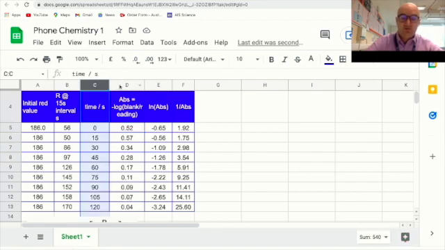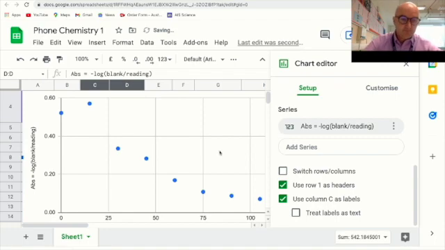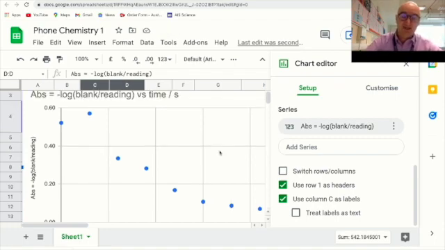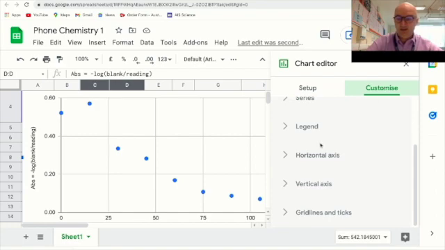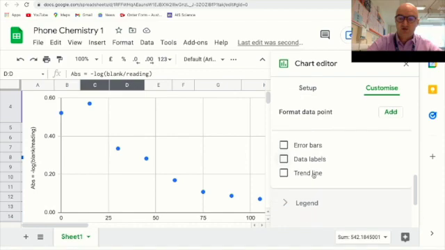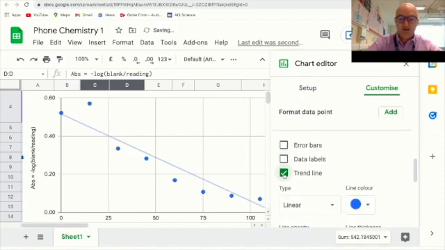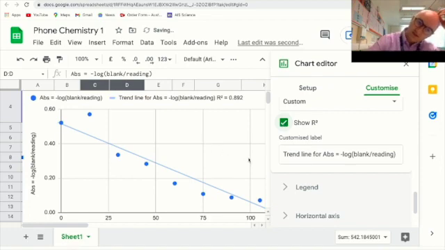Because absorbance is directly proportional to concentration, I can plot a graph of concentration against time, forgive me. This graph is quite nice. It's a nice linear relationship. If we have a look in the series, we could perhaps add a trend line, and I wonder what the degree of fit is. It's 0.892, it's not brilliant. This one here is clearly an outlier.